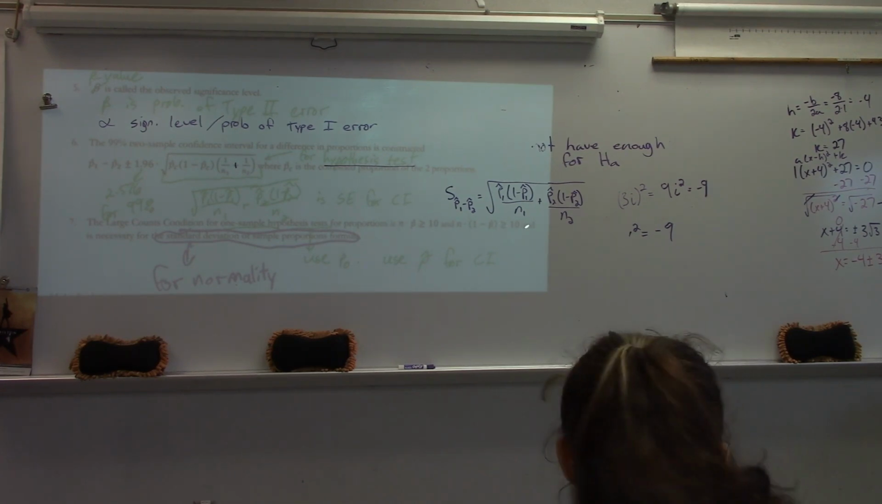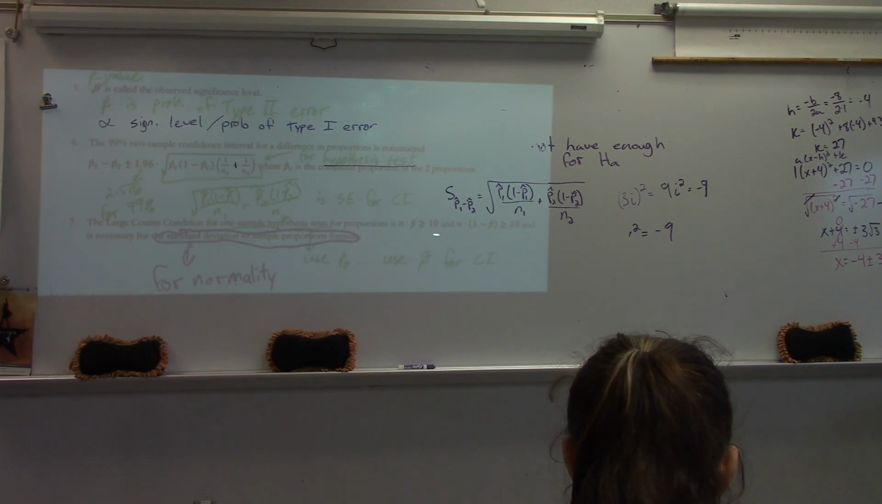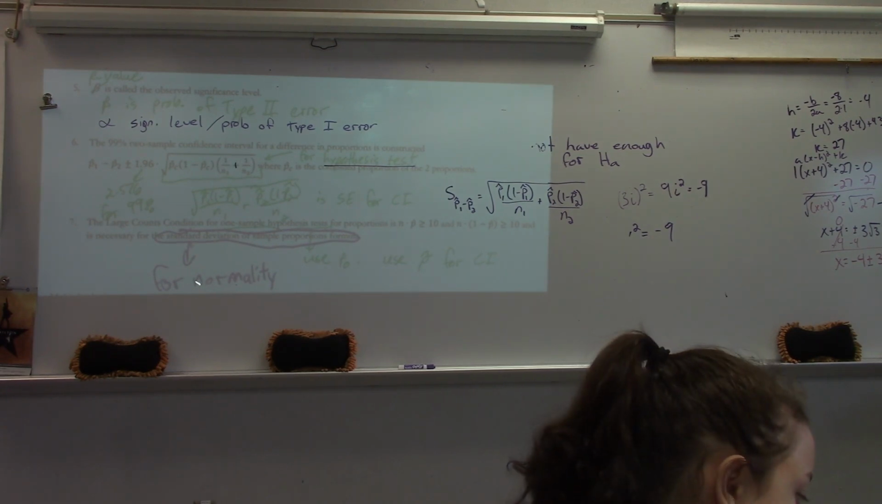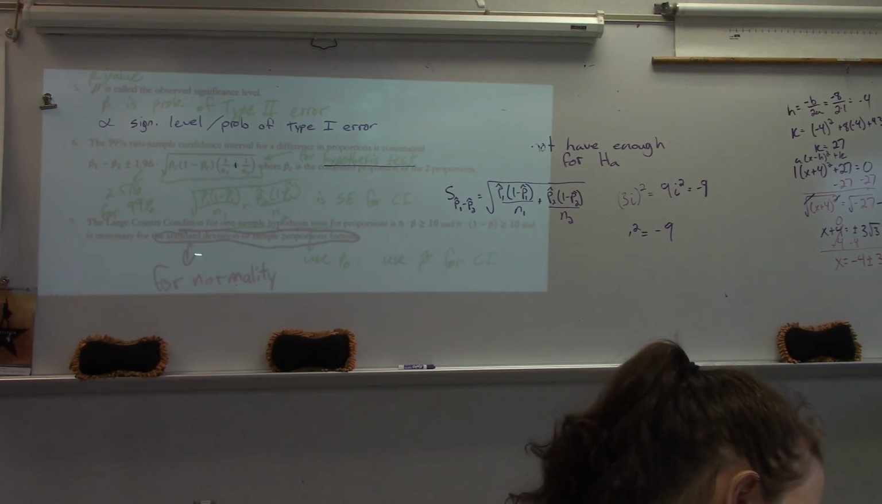When do we use this one? For the confidence intervals. Remember, we have no P, we only have P hat. So we use P hat when there is no P. And then the whole point of this is to check for normality. Remember, that goes with your z-score, your critical value. What's necessary for the standard deviation?